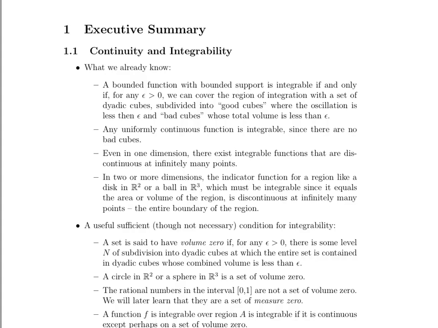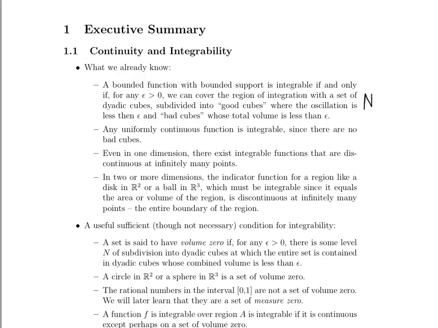Let's get started, reviewing what we've already discussed. If we have a bounded function with bounded support, we can say this function is integrable if and only if, for any epsilon greater than 0, we can find a level of dyadic division, usually notated capital N, that does the following. Every single cube at this level of dyadic division is either good or bad. The good cubes are cubes whose oscillation, remember that's the difference between the function's maximum, or the supremum, and the function's minimum, the infimum of the function values, is less than epsilon. So those are the good cubes.